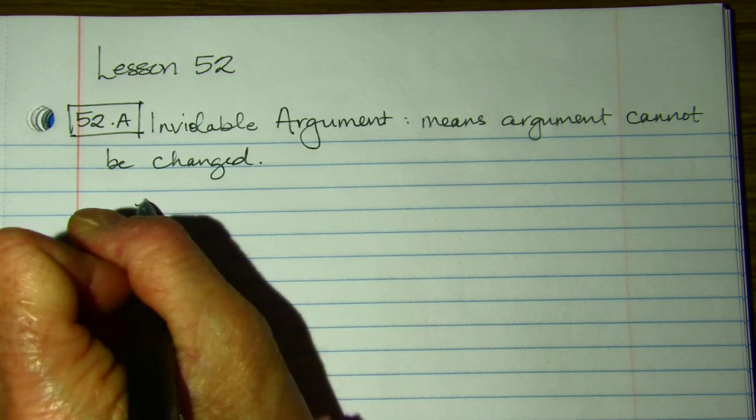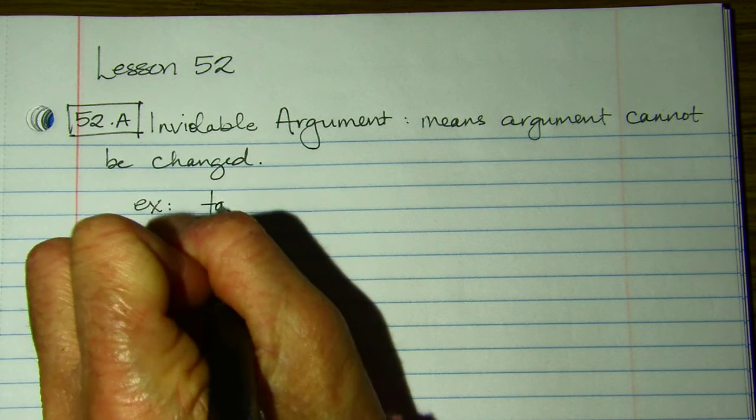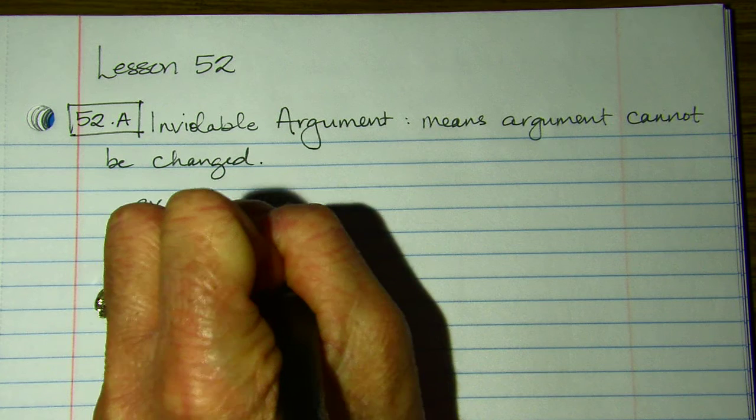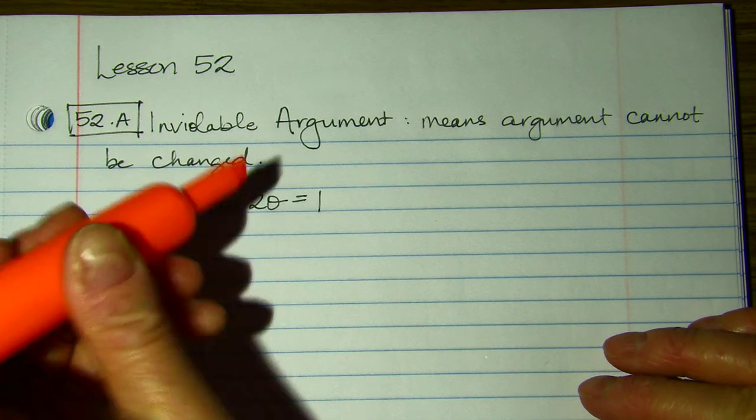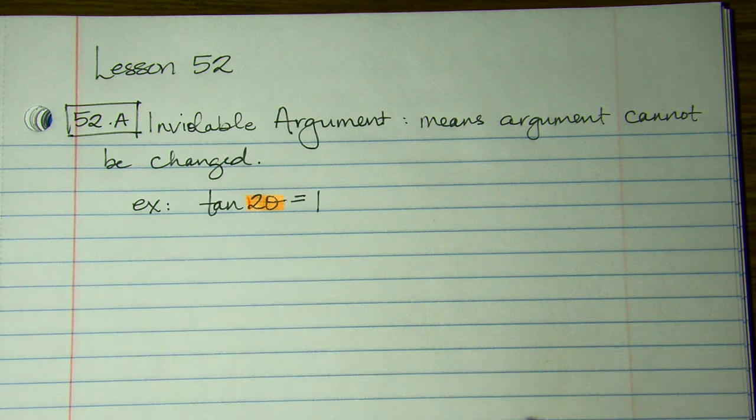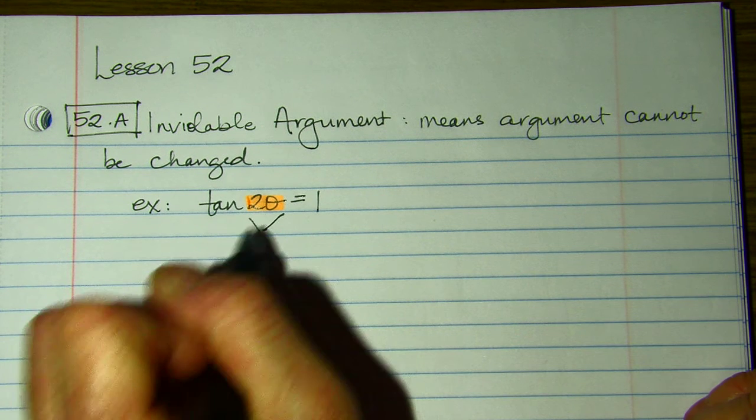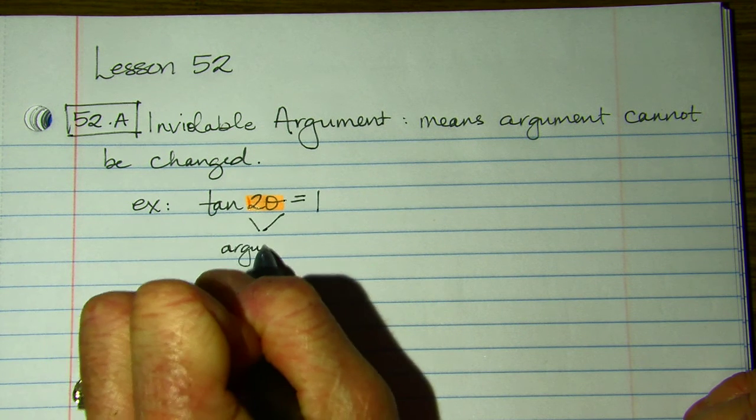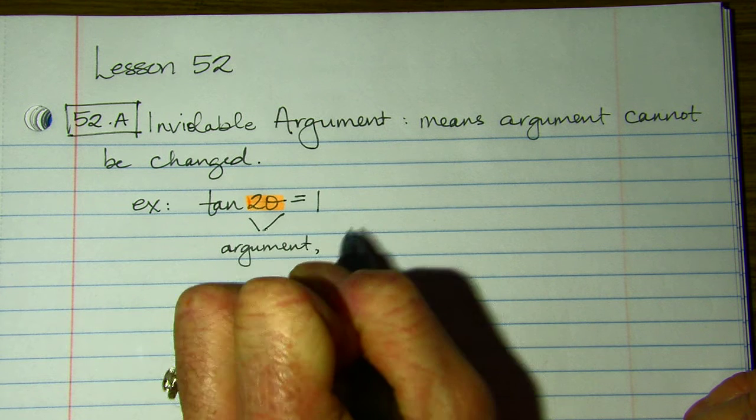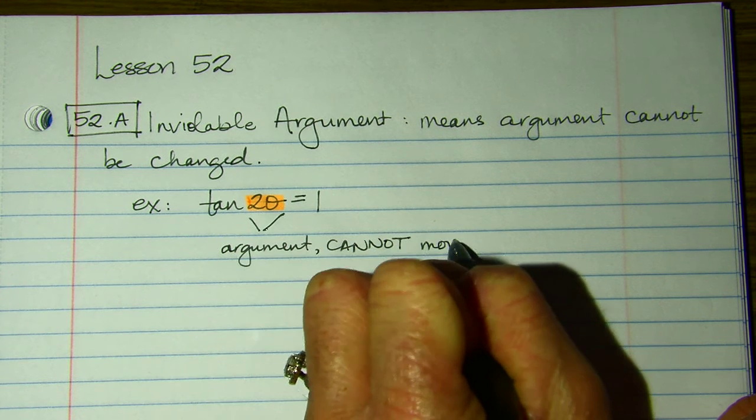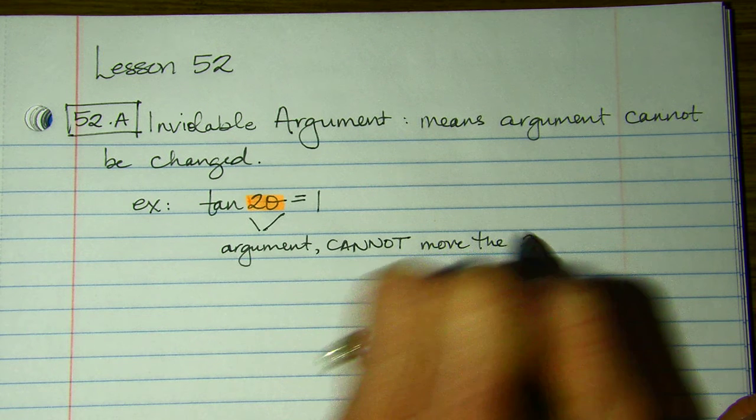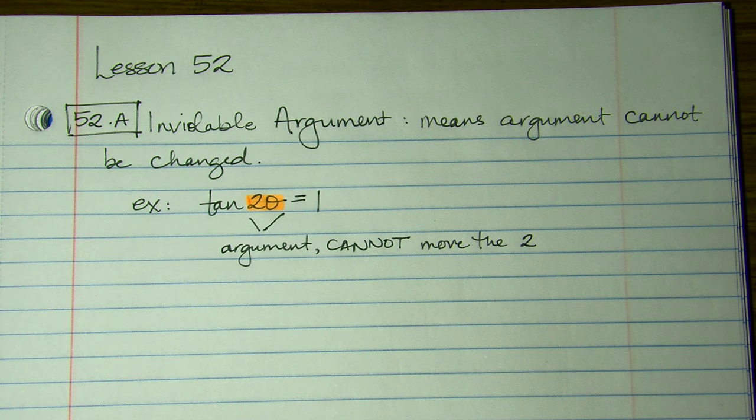So, for example, if I have the tangent of 2 theta equals 1. First, if you missed that section, let's cover the part that's the argument. So this is the argument, and we cannot move the 2. Okay, it stays together. And so that is what this is covering.